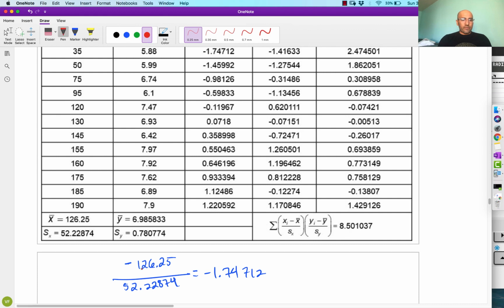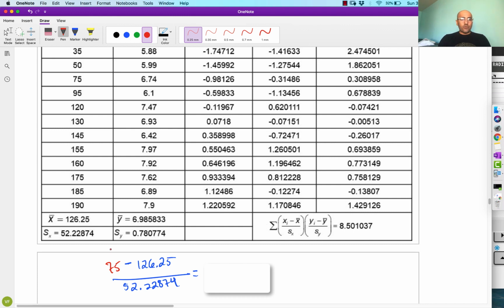Okay, so for this first one, it was 35, and that's how we got that. For the next one, the next one is just going to be 50. Input a 50 right in there. And then the one after that, well, that's just going to be 75. Good? Okay, so what we need is to put all the values of list 1 into here.